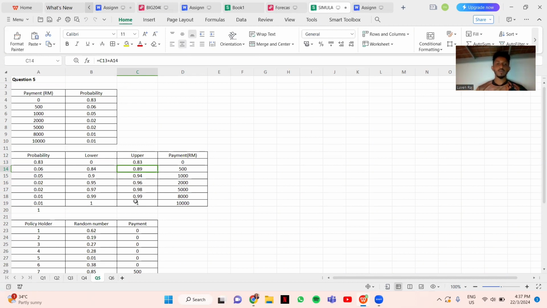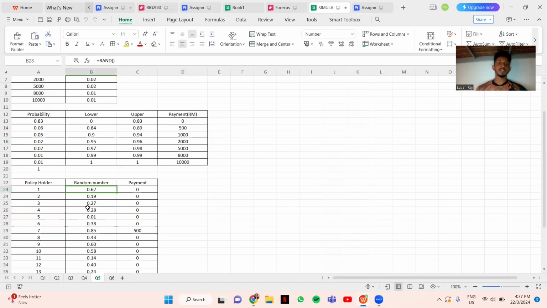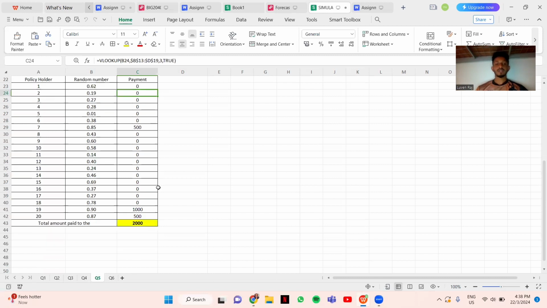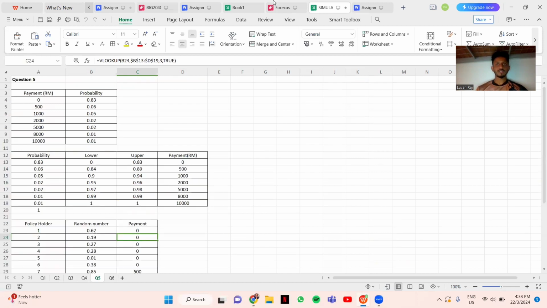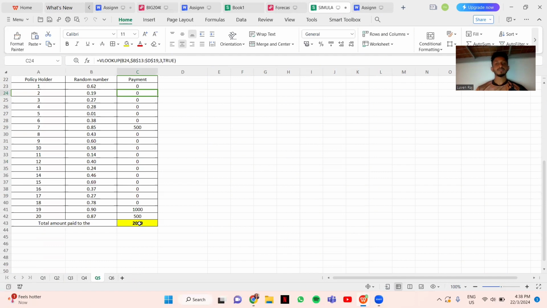And then I continue until I get the 1, and these are the payments that have been given in the question itself, and then these are the random numbers. So I just use equals RAND, and then I use VLOOKUP for this, and I got the payment numbers. And this is the total amount paid, which is I just add everything.